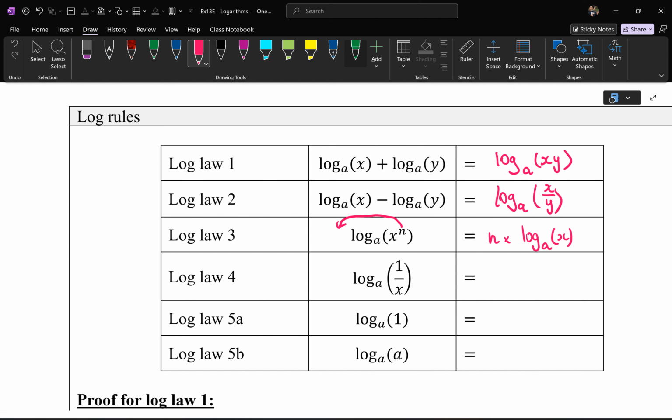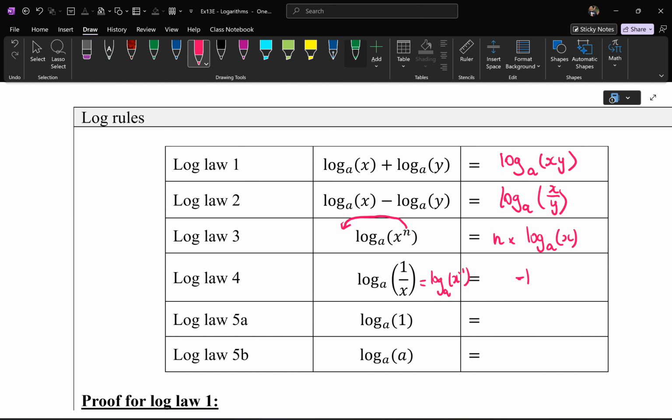Log law number 4, essentially you can rewrite this as log A of x to the power of -1. And then use rule number 3, you can bring -1 down. So you get -1 times log A of x. Okay, can you see that? So 1 on x becomes x to the -1, but with rule number 3, you can bring -1 to the front. That's why it's negative log A of x.